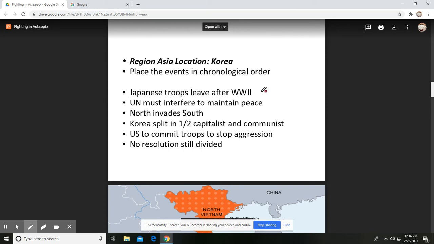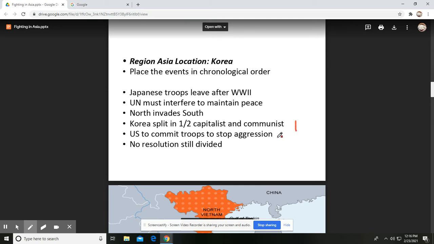Japanese troops leave after World War II. So if we go back to World War II, we know that Japan had attacked China, and they tried to take over Indochina. They primarily were trying to control much of Asia. So you cannot look at Korea without looking at some of the events that take place during World War II.